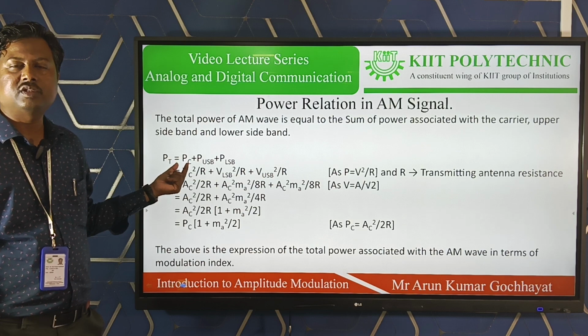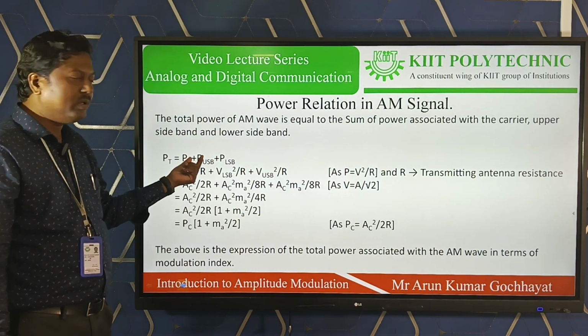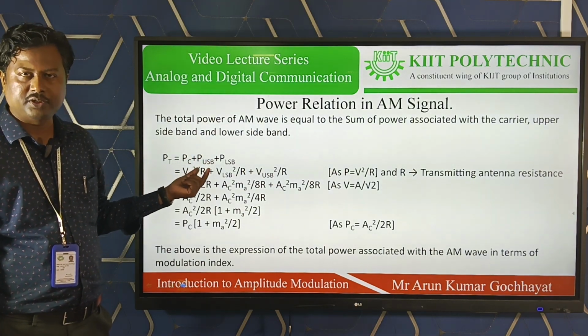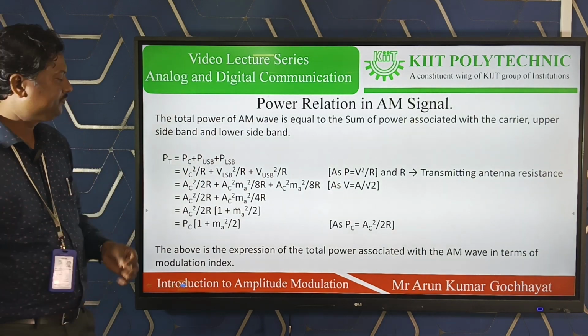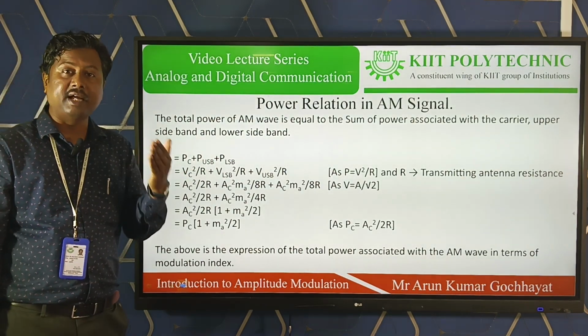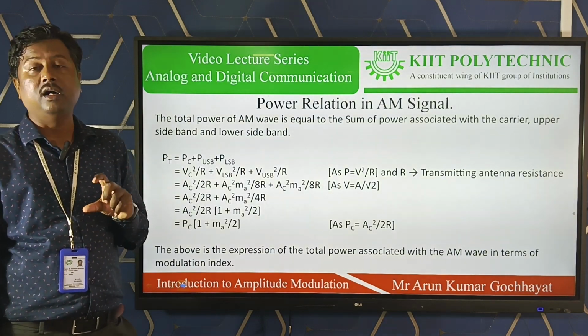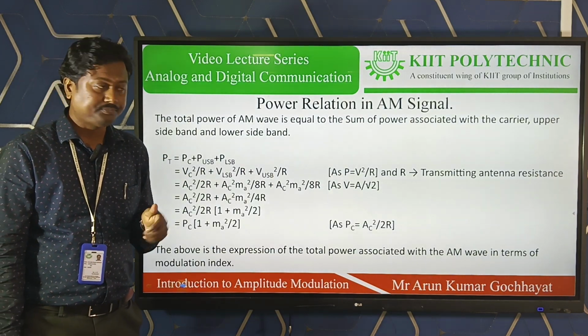PC is the power associated with the carrier. PUSB is the power associated with the upper sideband. PLSB is the power associated with the lower sideband. Now, this power can be derived by taking the voltage level of the signal into consideration.